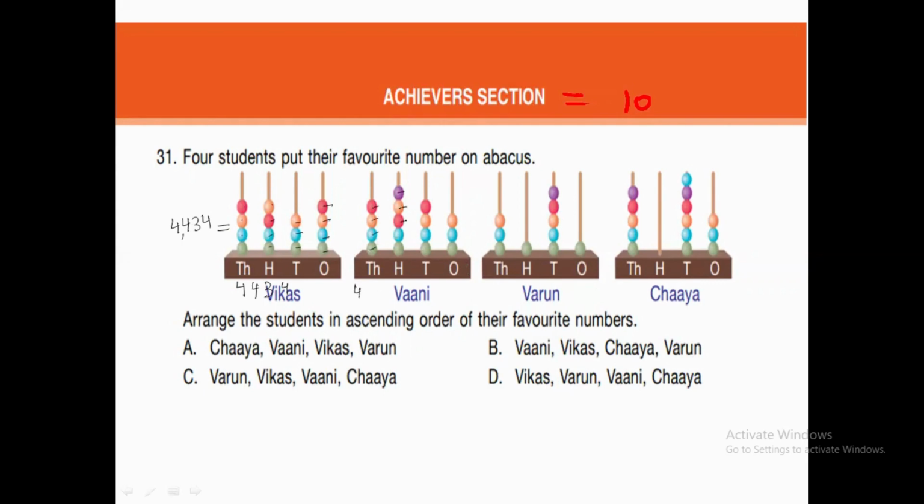Then 1, 2, 3, 4, 5. Then 1, 2, 3, 4 again. Then 1, 2, 3. Okay, so it will be 4543.